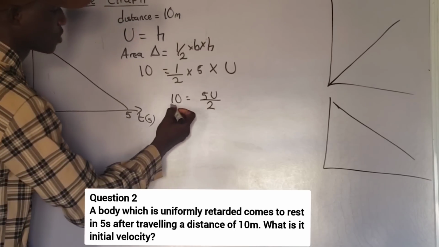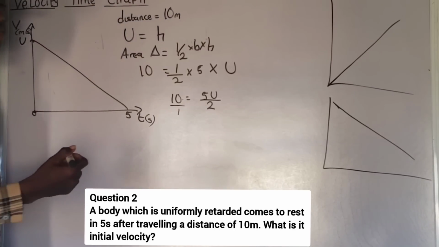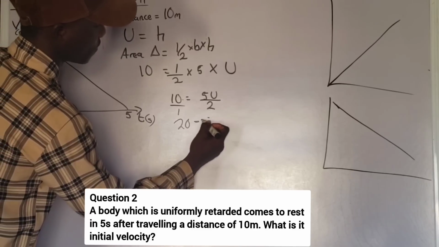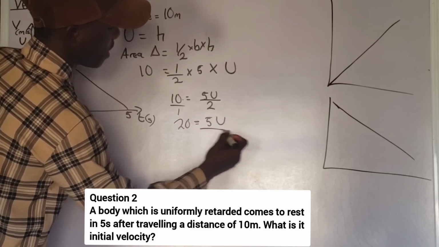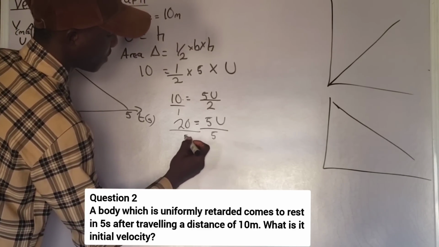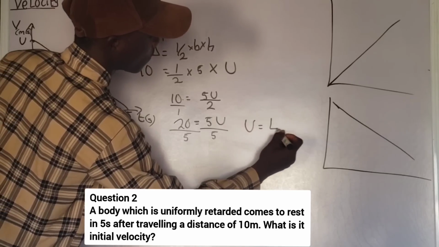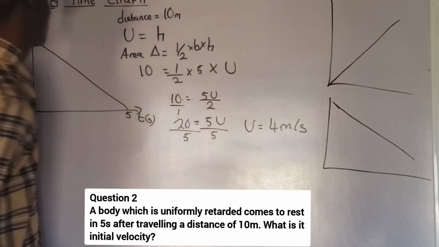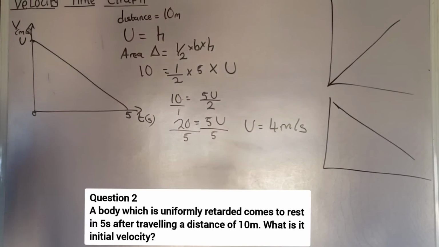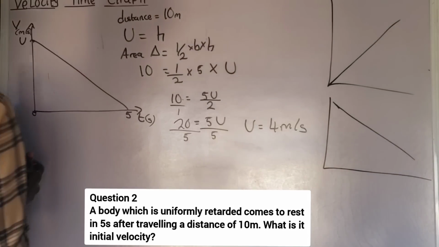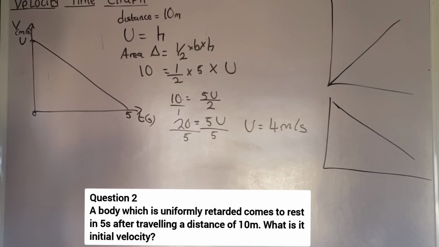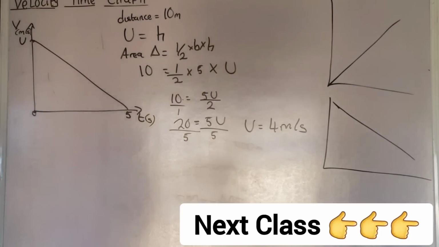Now I'm going to cross multiply. 10 multiplied by 2 is 20. So I'm going to have 20 equals 5u. Divide both by 5, this over 5 and this over 5. That means u equals 4 meters per second. You understand? So that is the initial velocity of the body. We are dealing with a body. Please, do you understand the explanation? If you didn't understand, listen to the explanation again.